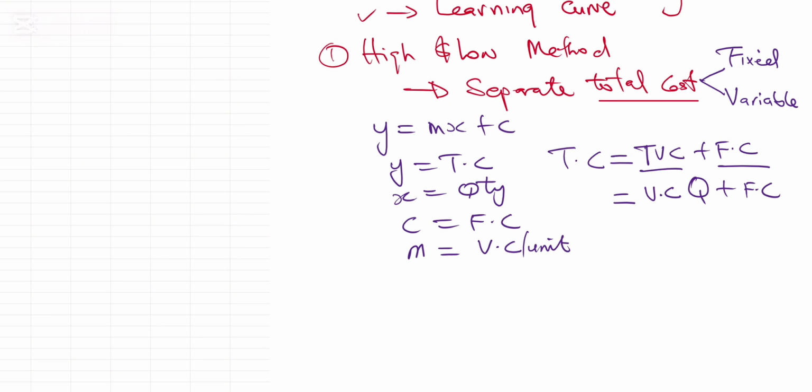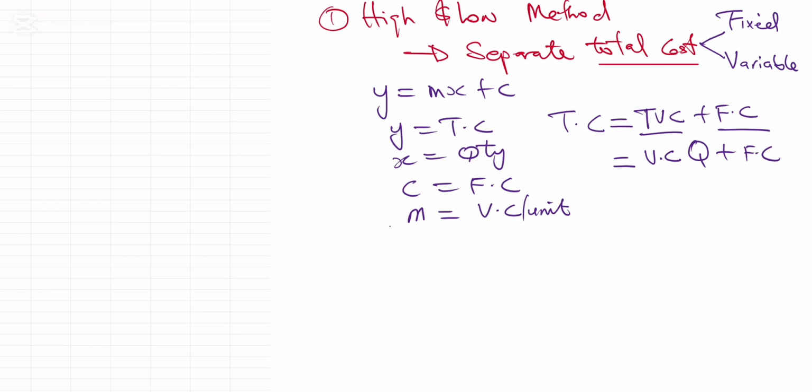And that is what the high and low method is trying to leverage on. Because if you look at this slope of m, in mathematics, your slope is actually calculated as y2 minus y1.